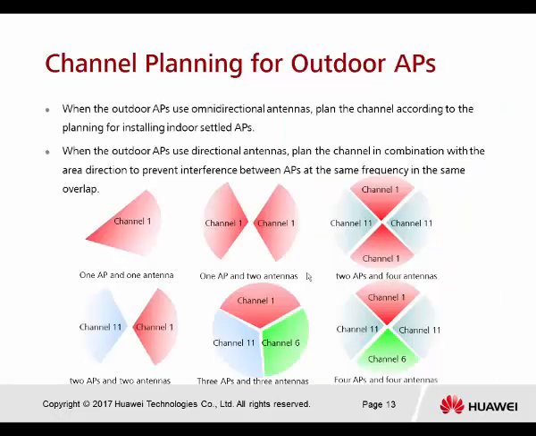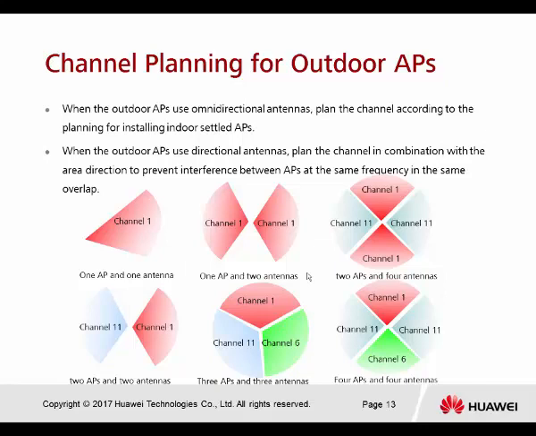And this one is for the channel planning for outdoor APs. When the outdoor AP uses an omnidirectional antenna, that means 360-degree coverage, plan the channel according to the plan for installing indoor APs. When the outdoor AP uses a directional antenna, plan the channel in combination with the area direction to prevent interference between APs at the same frequency in the same overlap.